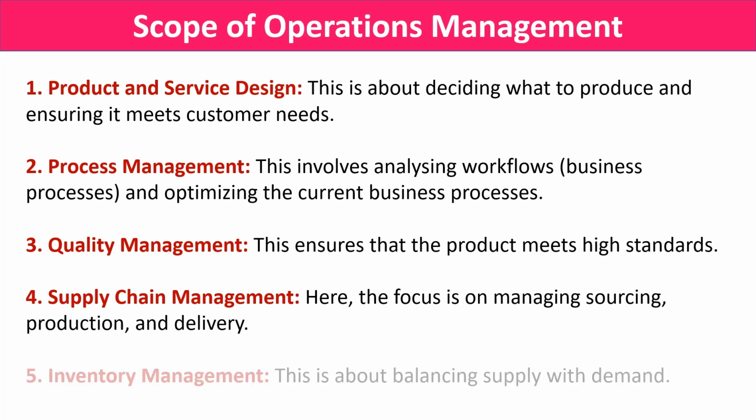Number 5. Inventory management. This is about balancing supply with demand, which means having just the right amount of products available to meet customer needs without keeping too much extra stock, which can waste money. If you have too little stock, you might miss out on sales. If you have too much, then you may not sell it quickly. So the goal is to find that sweet spot where you are meeting demand while avoiding excess. Together, these areas help businesses operate efficiently and effectively, producing quality products or services that meet customer expectations.